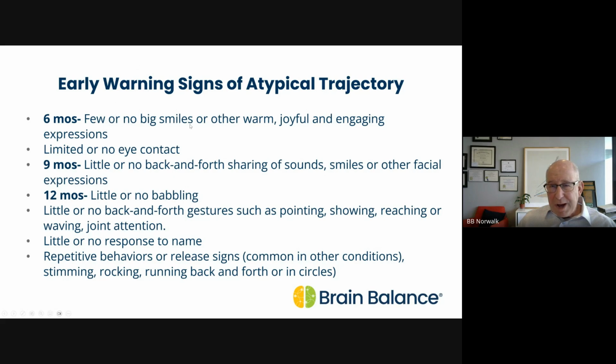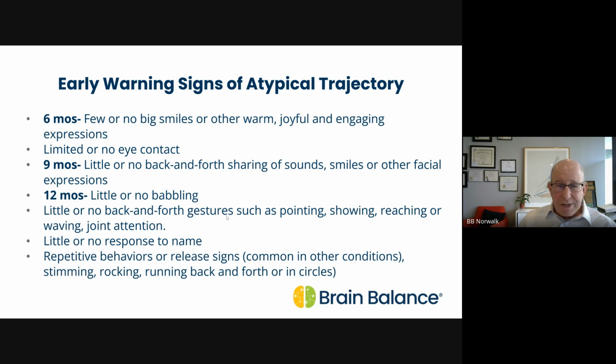Few or no big smiles or other warm, joyful, or engaging expressions. Limited or no eye contact. We could see this as early as 6 months old. At 9 months, little or no back and forth sharing of sounds, smiles, or other facial expressions. At 12 months, little or no babbling. Little or no back and forth gestures such as pointing, showing, reaching, waving.